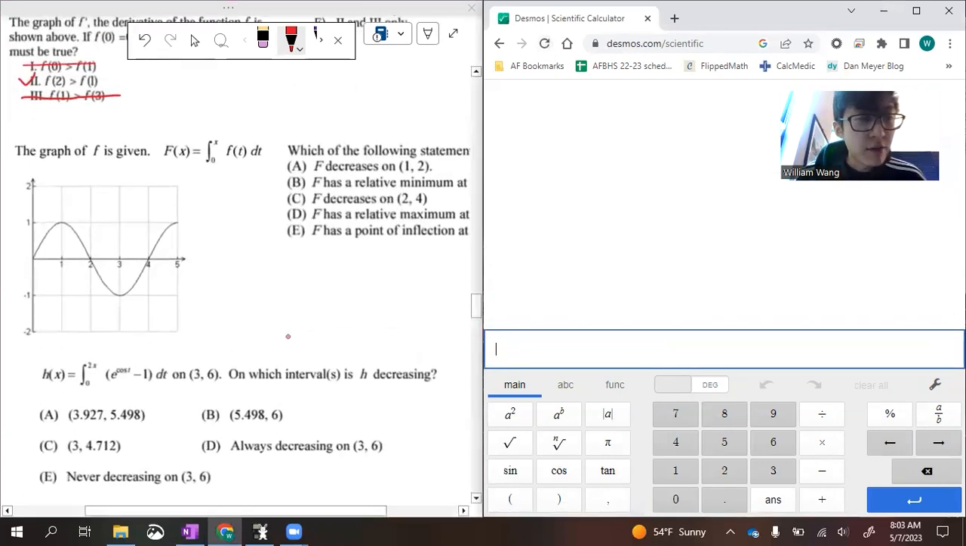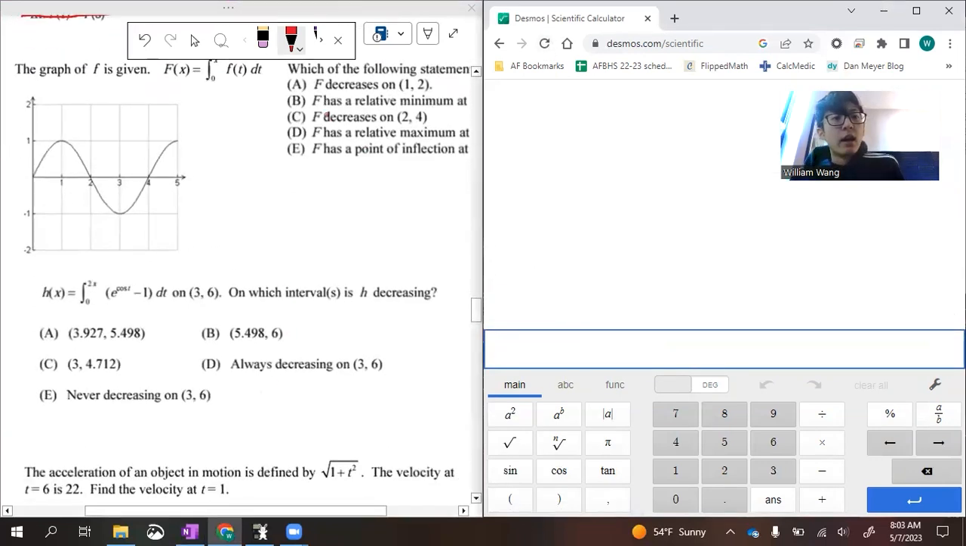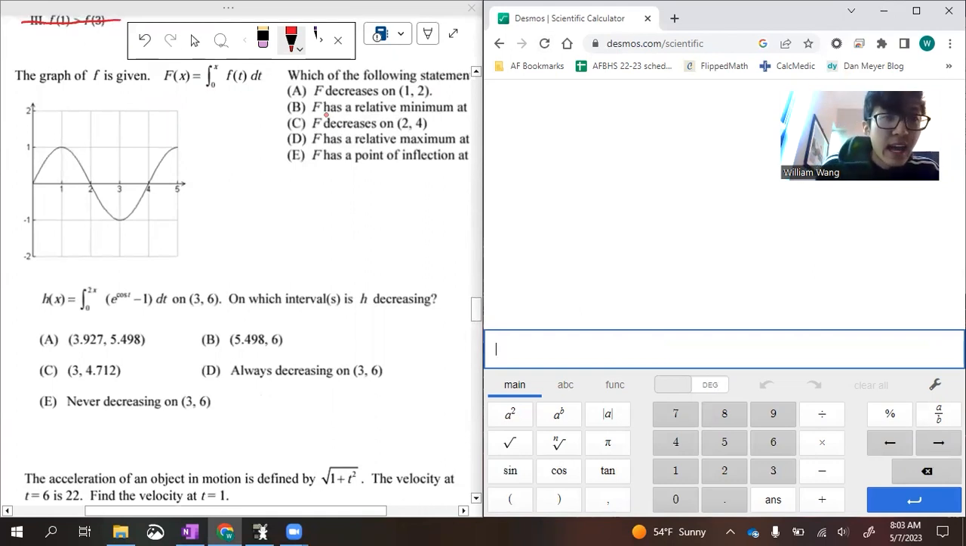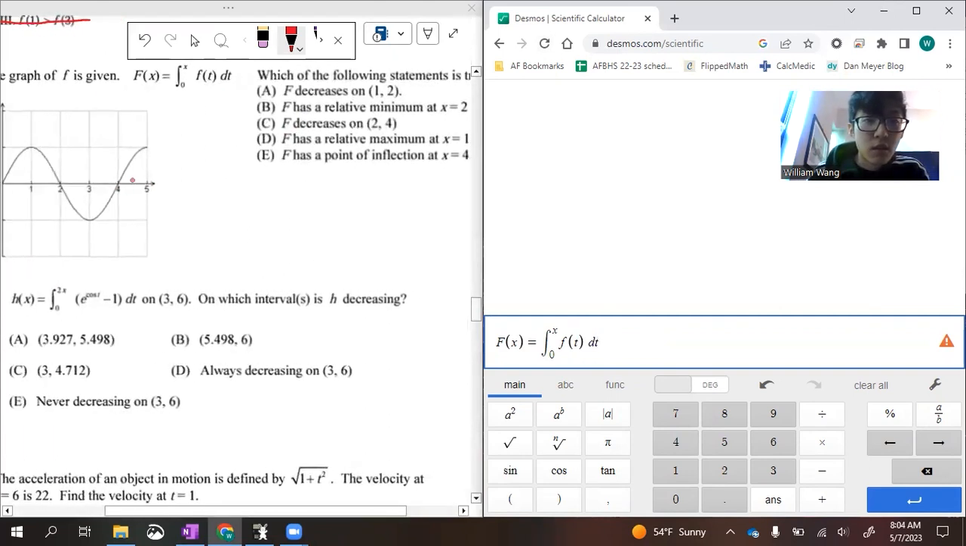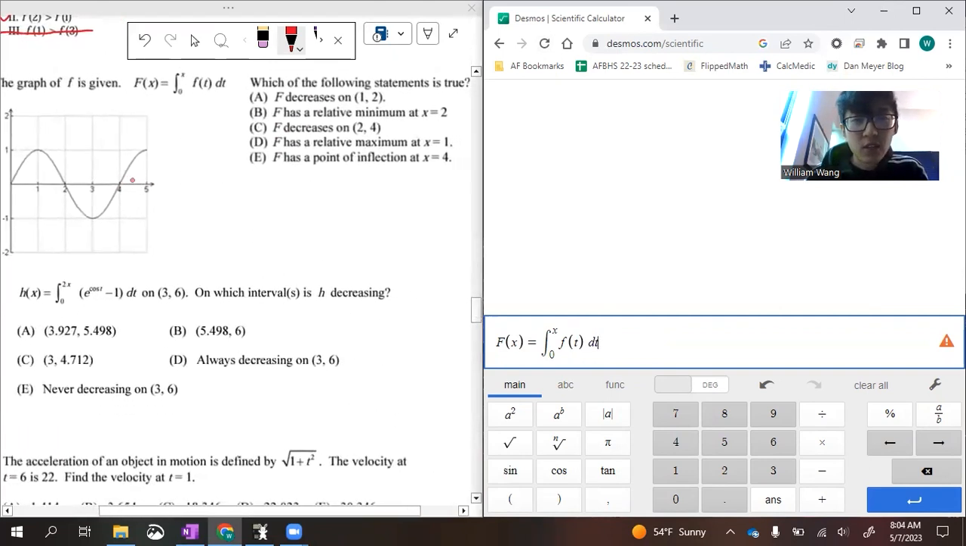Next question. The graph of f is given. Capital F of x is the integral of f of t. Which of the following statements is true? All right, we could just think about this, right? F of x is the integral of f of t. And which is the graph given? The graph given to me here is f of t.